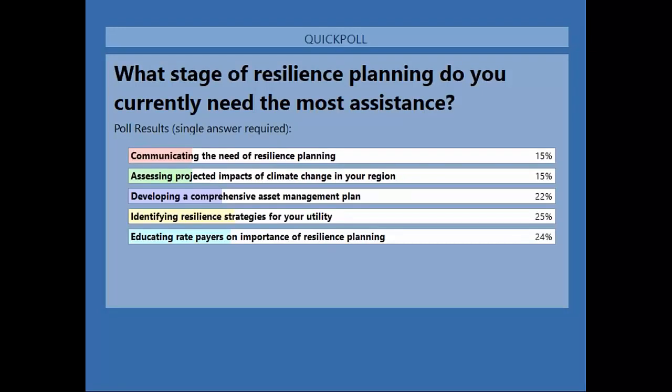So as you can see, the majority is pretty split between identifying resilience strategies for your utility and educating ratepayers on the importance of resilience planning. And back to you, Brandy.